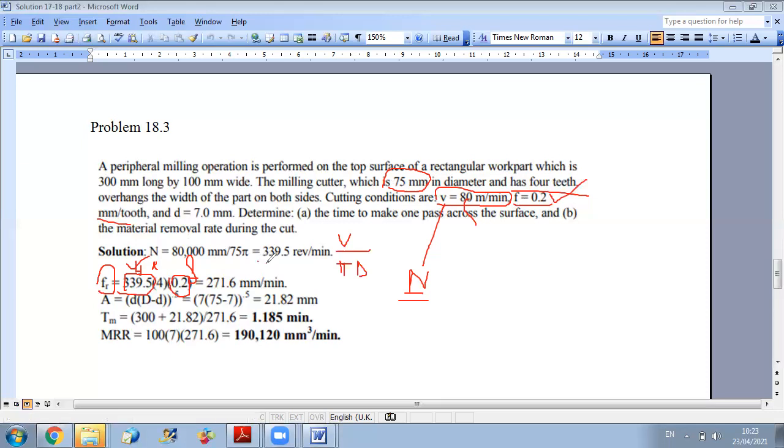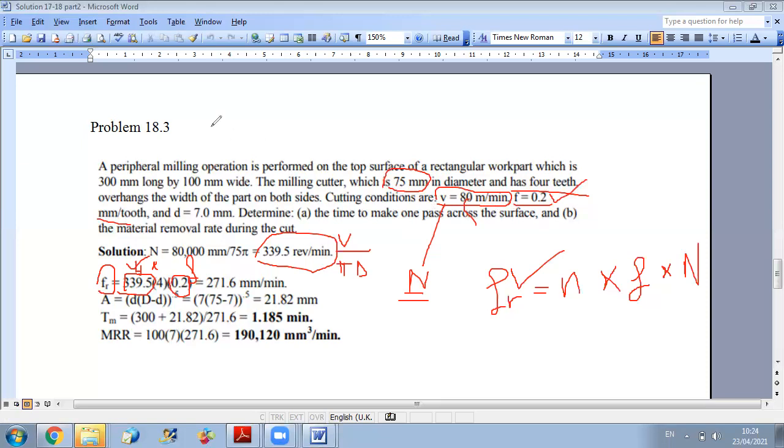So we get the value of N, and from N, we can now move to the calculation of the feed rate, which will be calculated as the number of teeth, times for each tooth, the corresponding rate, which is f, 0.2 millimeter per tooth, times N. Okay, and in this way we can calculate the total feed rate. Now, they want us to determine the time needed to make one pass across the surface.